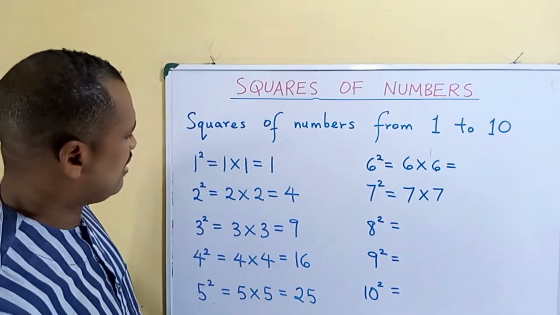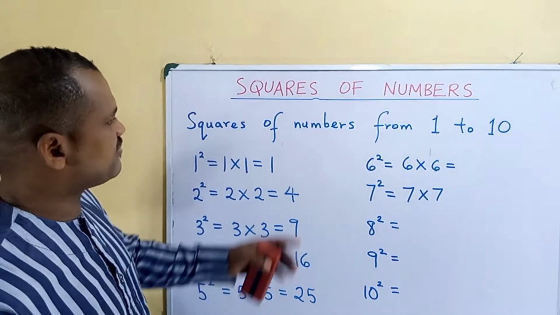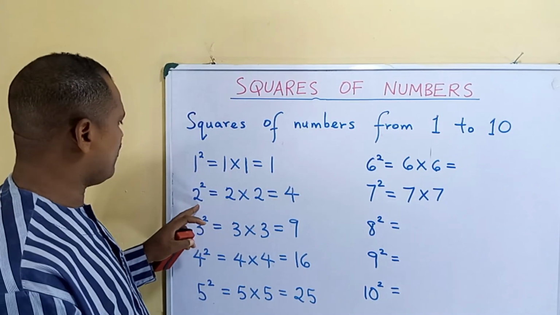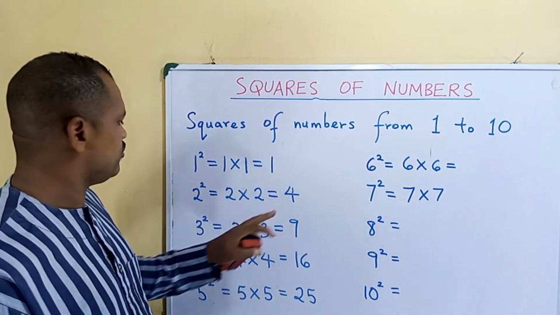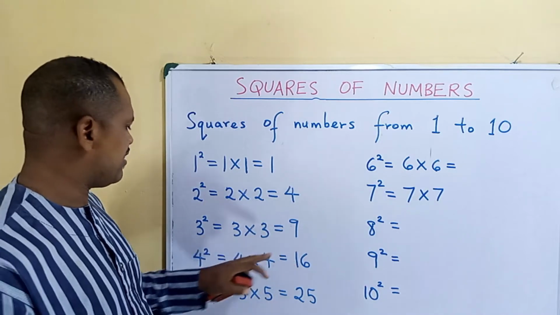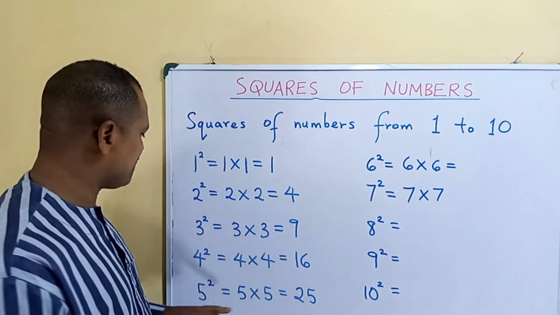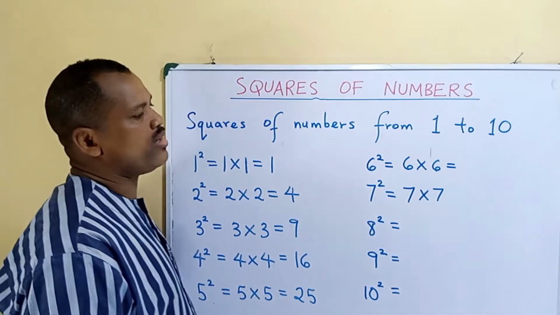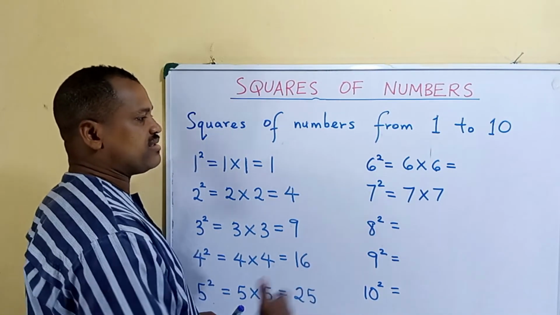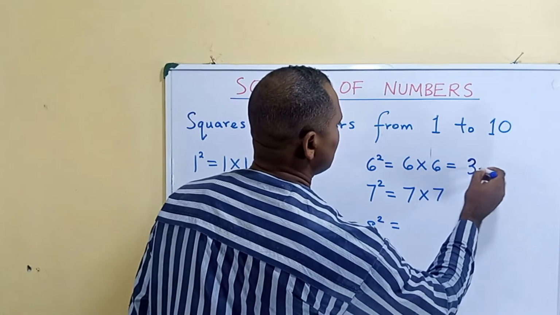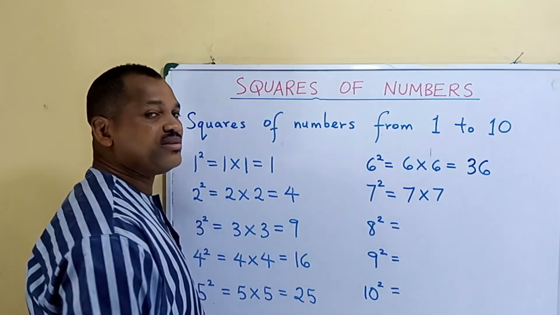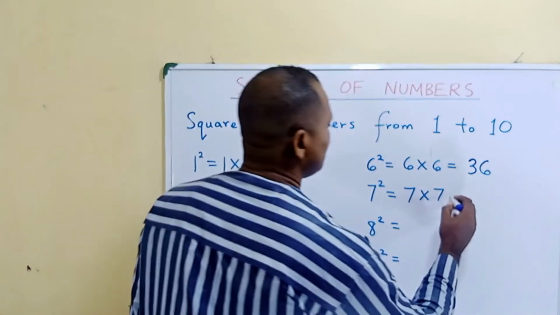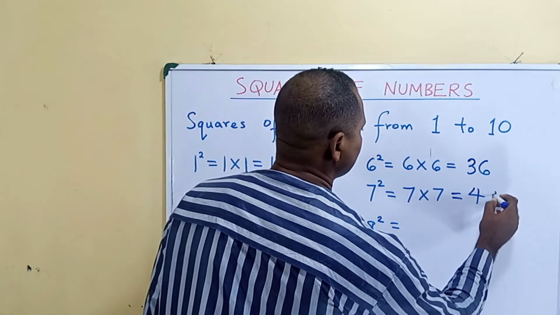So on the board here are the squares of numbers from 1 to 10. Square of 1 is 1, 2 square is 4, 3 square is 9, 4 square is 16, 5 square is 5 times 5, which is 25, 6 square, which means 6 times 6, which is 36. 7 square means 7 times 7. 7 multiplied by itself, and that will give us 49.